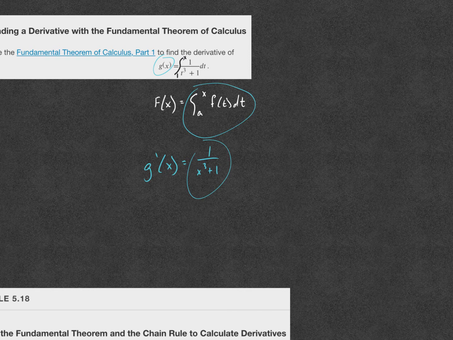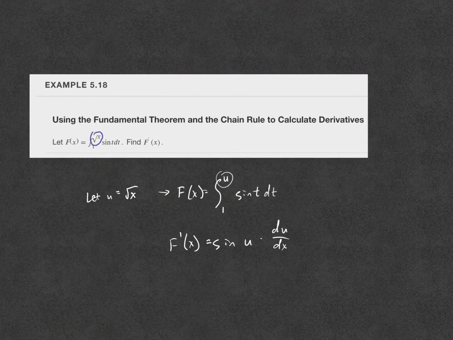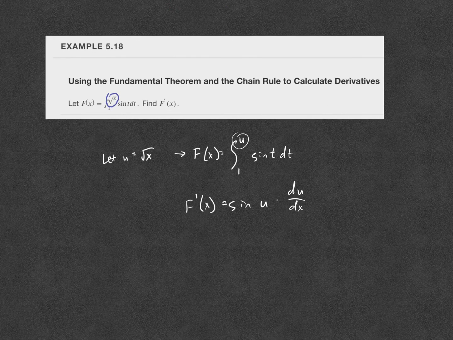If I scroll back up to the previous problem, we had this x here, or actually this x here, I'll circle that one. That replaced the t in the function 1 over t cubed plus 1. And if I multiply by dx over dx, that is just equal to 1. So there is an inherent chain rule there that we don't write down because the top bound is just x. But when the top bound is more than just x, we do have to account for that chain rule.